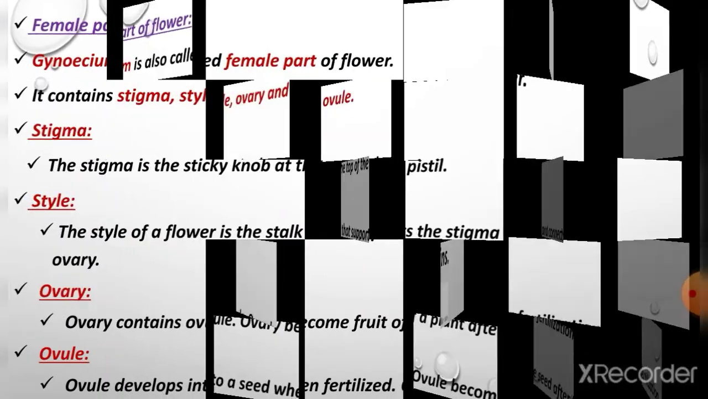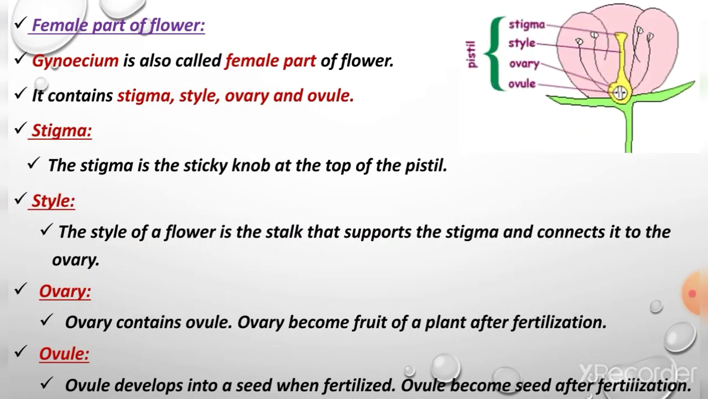Female part of a flower. Gynoecium is also called the female part of the flower. It contains stigma, style, ovary and ovule. Stigma is the stickiest object present on the top of the female part of a flower. Style connects the stigma to the ovary. Ovary contains ovule. After fertilization, ovary becomes fruit and ovule becomes seed.